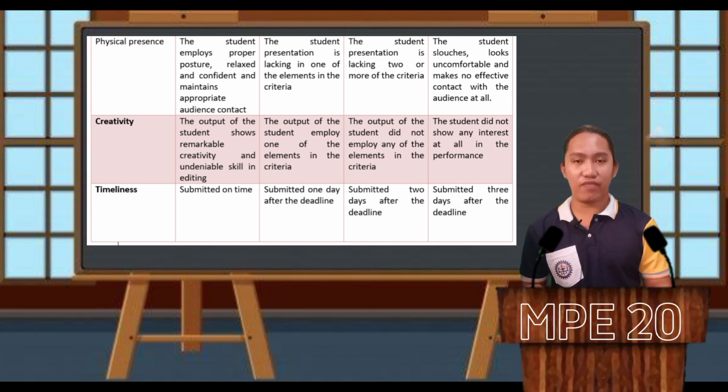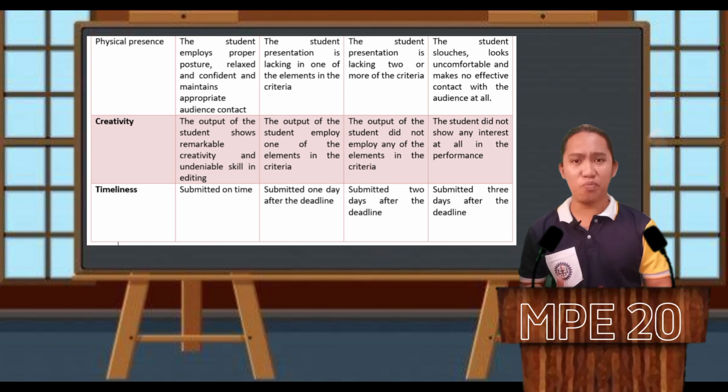And for a remarkable activity, how will you present it? How will you perform it? So that must be included in creativity. But for 4 points, the output of the students employs one of the elements in the criteria. You put creativity in it, but it lacks editing skills, then you will get 4 points. For 3 points, the output of the students did not employ any of the elements in the criteria. Walang naipakita. Pero kita naman medyo may effort naman, then it will give you 3 points.